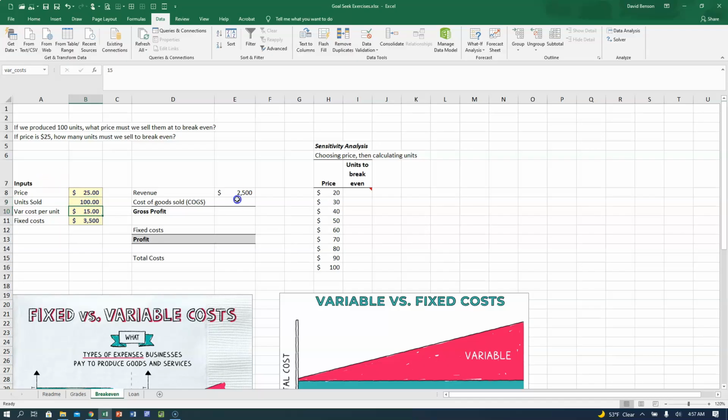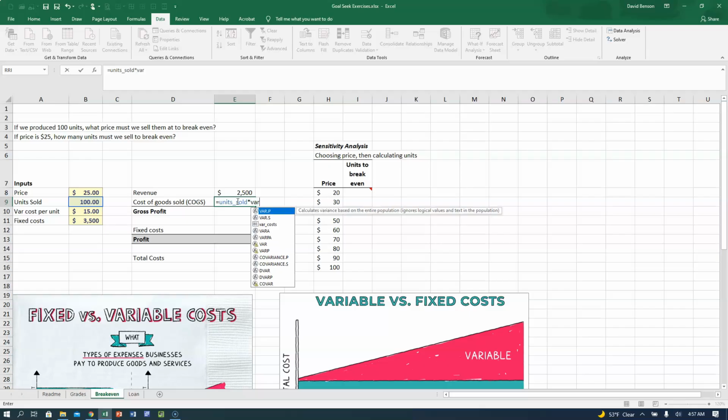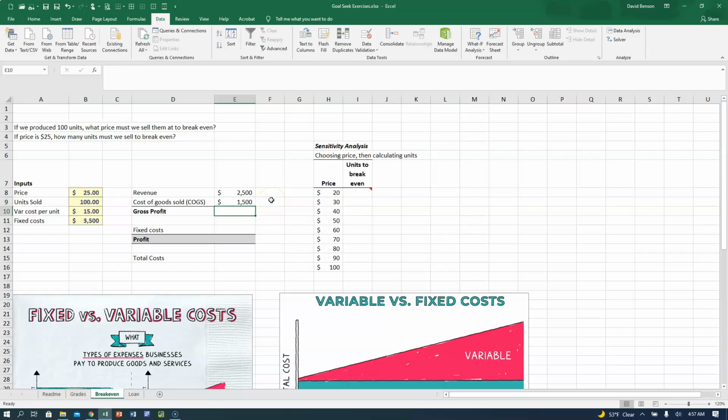So I'm going to say it is equal to unit sales, your units sold, times my variable costs. And again, the nice thing is, if I'm in it, you'll see up here it still keeps the formulas, or the name of the ranges, so that I can see, oh, this is sales price times units sold. So I had $2,500 in revenue and $1,500 in variable costs.